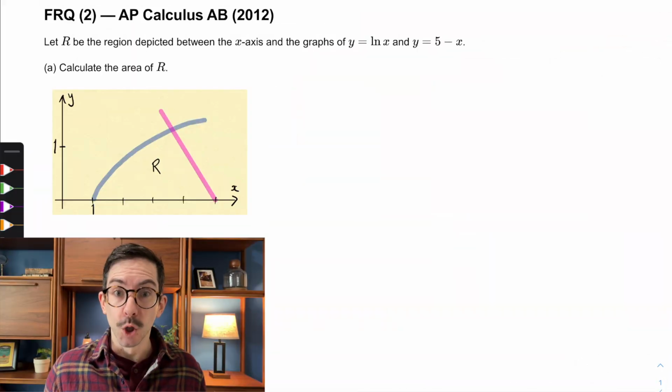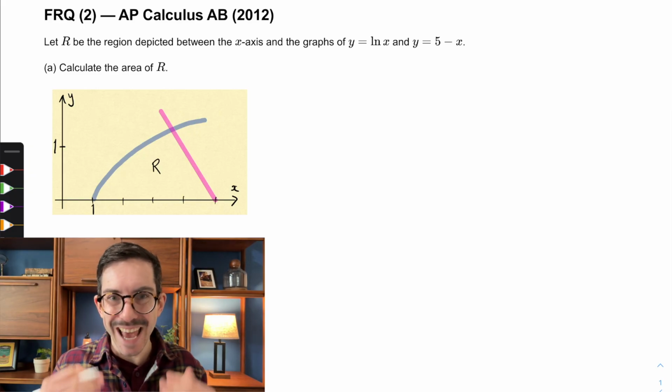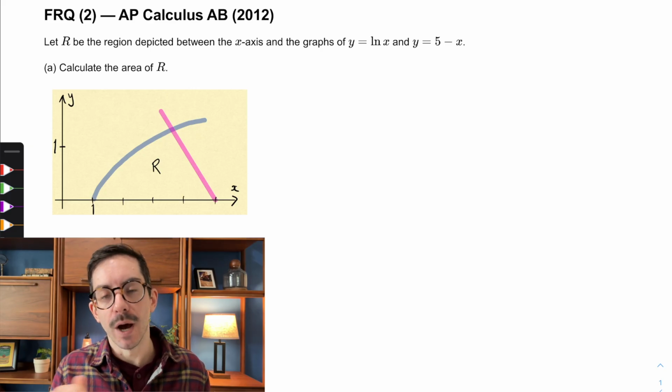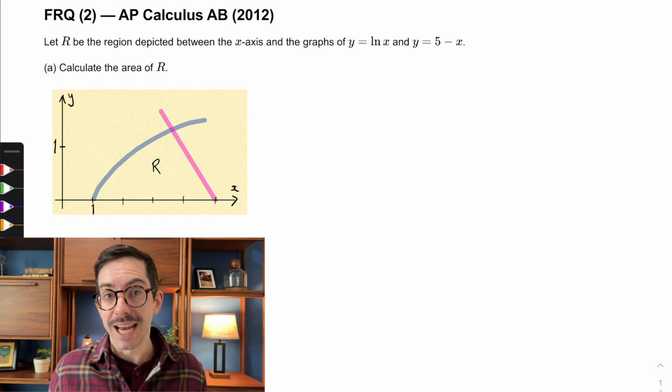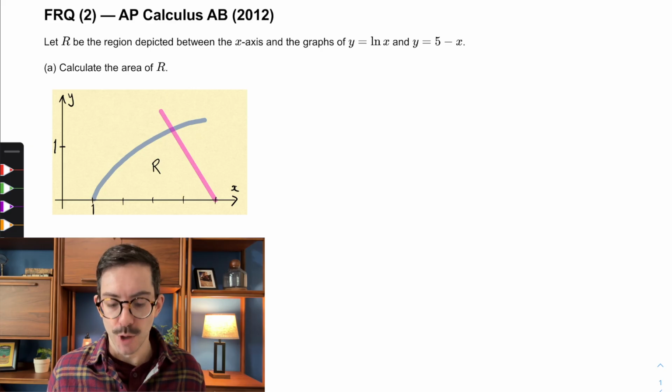So let's dive in. Throughout this problem, we're going to be looking at this region R that is defined to be lying between the x-axis, our graph of ln x, and our linear graph y equals 5 minus x. In part A, we're simply asked to calculate the area of R. Let's see how we're going to do that.